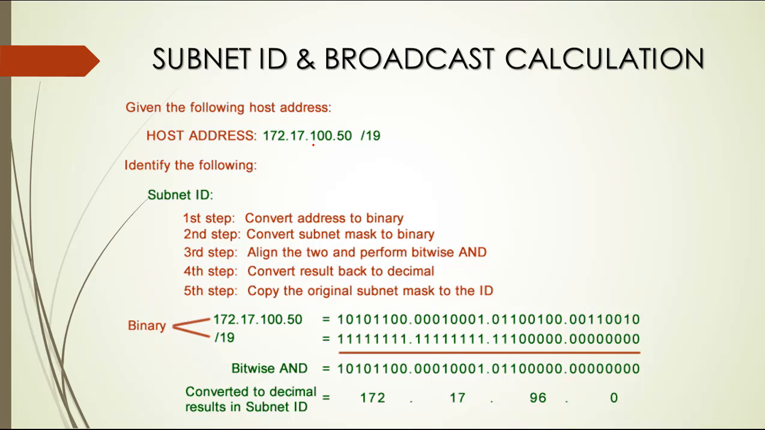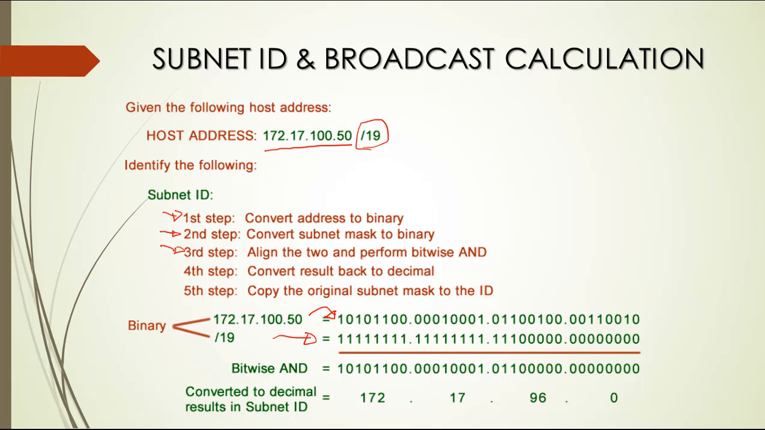Now let's take a quick look at how we actually calculate the subnet ID and the broadcast address for a given host address and corresponding subnet mask. We're going to continue to work with the 172.17.100.50 address and the corresponding subnet mask of a /19. The first step, we want to convert our address itself, the host address, to binary. I've done that for you. Second step, we want to convert the subnet mask itself to binary, which we've also done.